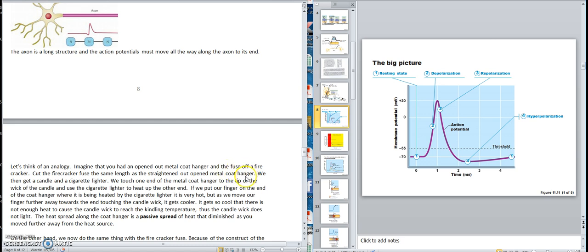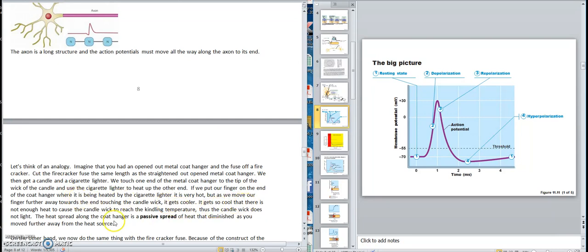And then you went and pulled a firecracker fuse off a firecracker. You're going to cut the firecracker fuse the same length as the straightened out metal coat hanger. We then get a candle and a cigarette lighter. We touch one end of the metal coat hanger to the tip of the wick of the candle and use the cigarette lighter to heat up the other end. If we put our finger on the end of the coat hanger where it's being heated by the cigarette lighter, it is very hot. But as we move our finger further along towards that candle, it gets cooler.